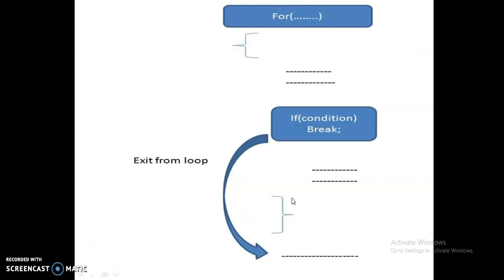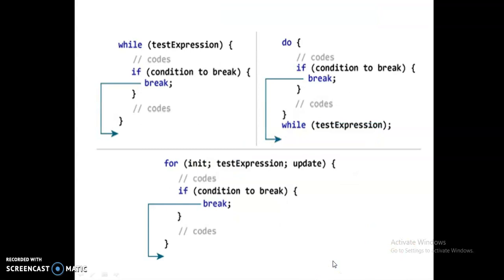So this is the pictorial representation of break. Here this is a loop, the for loop. Within the for loop there is a condition, and if the condition is true, the break statement will execute. If the break statement is encountered, it will exit from the current loop and go to the next statement after the for loop. So this is shown in this picture, the working principle of break.